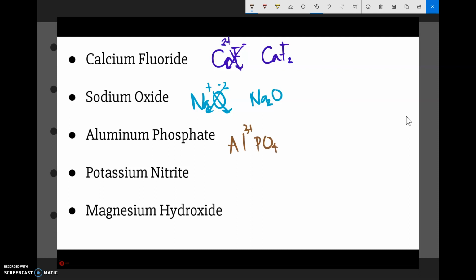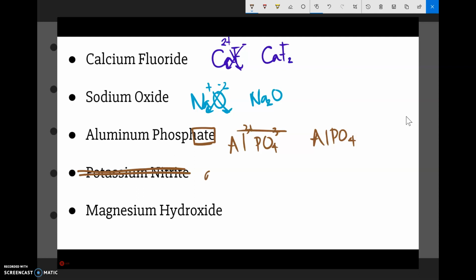The next one, aluminum, has a 3 positive charge. Phosphate is PO4 with a 3 negative charge. And an indicator right here, if you have an ate or an ite ending, it's going to be a polyatomic ion. So that's where we got that PO4 with a 3 negative charge. Okay, these right here, these cancel. And so we're just going to write those a little closer to each other. So this is just AlPO4.